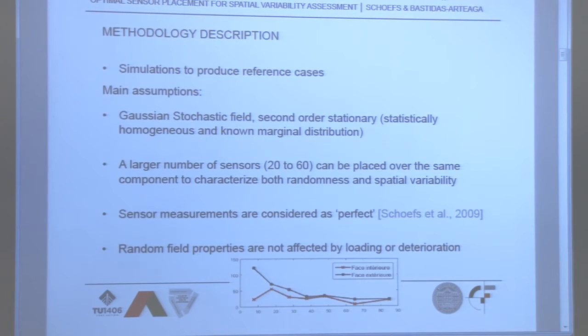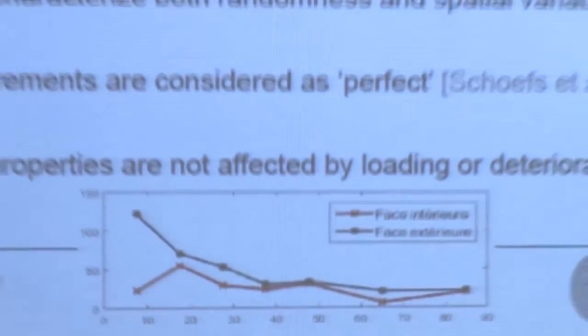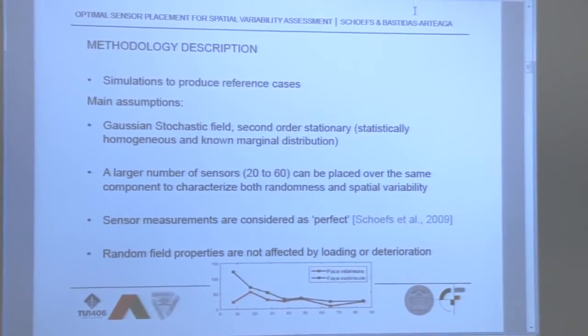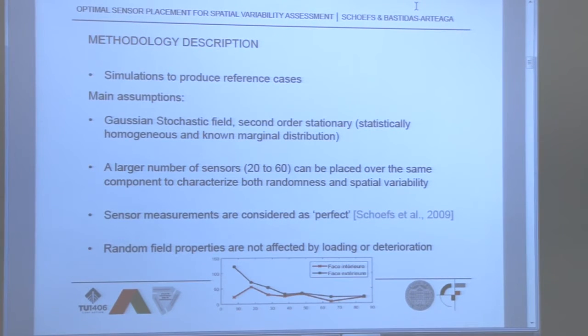About the methodology, first I would like to present some numerical examples based on Monte Carlo simulations. We have very simple assumptions here for this presentation: a Gaussian stochastic field, second-order stationary, and a large number of sensors. When you look at the first presentation and the previous one, that's compatible with what we can do: 20 to 60 sensors that could be placed on the same component. The sensor measurements are considered perfect, and the random field properties are not affected by loading or deterioration. We don't focus on this here.